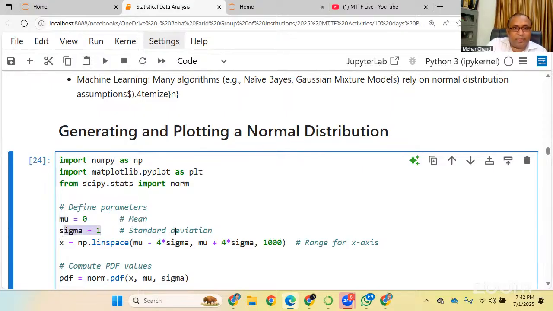So sigma is 1. If we are given a data set, from that we can easily calculate the value of mean and the value of sigma. But here we define them ourselves. So these are the values we have taken: mu is equal to 0, sigma is equal to 1, and this is the linspace range on the x-axis. The range we are taking here is mu minus 4 sigma to mu plus 4 sigma. We can take these values as 1, 2, or 3. Here we are taking the value 3 and 3.